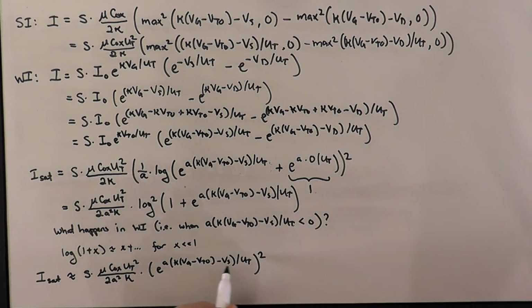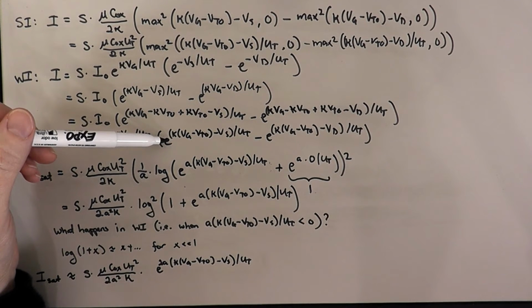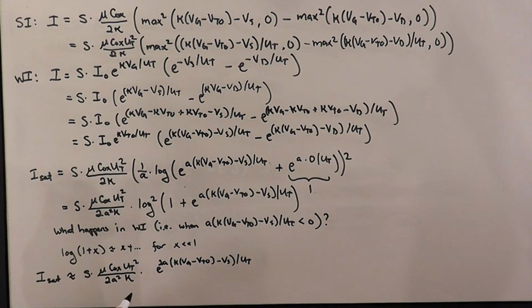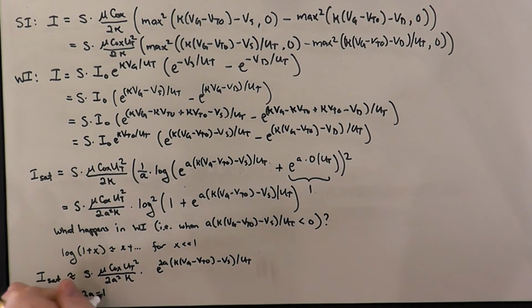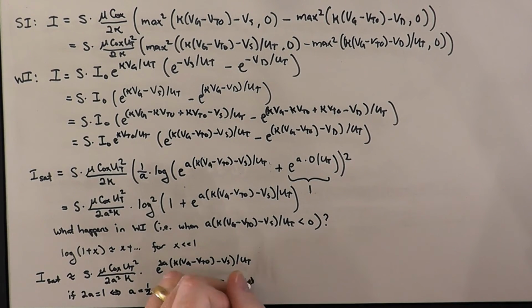So e to the 2a, this stuff, is what we would get. So we could drop the parentheses here and put the 2a here. And actually, that is going to be identical to this e to the kappa Vg minus Vt0 minus Vs over Ut, assuming 2a is equal to 1. So if 2a equals 1, which implies that a equals 1/2, then the weak inversion model matches.